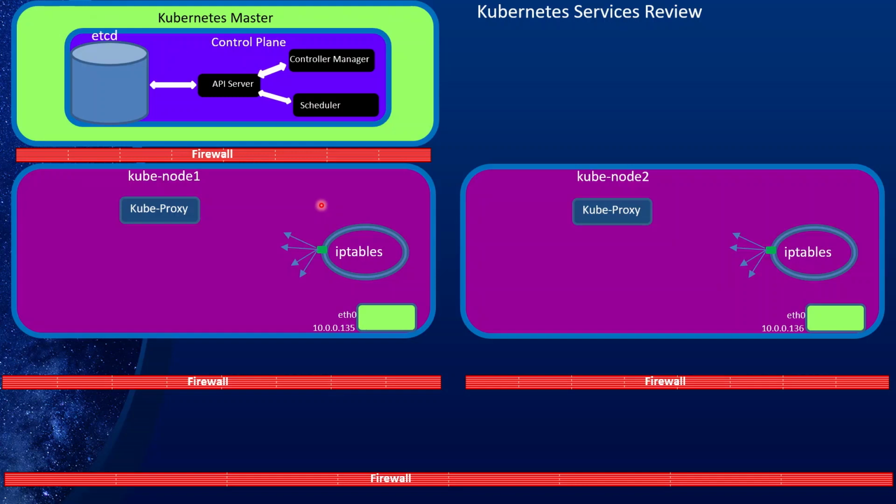If you're using Cilium, Cilium does not use kube-proxy. It uses what is known as the Cilium agent, and instead of iptables, it uses eBPF-based tables, which are a lot faster. But let's say for our example, we use kube-proxy and iptables.